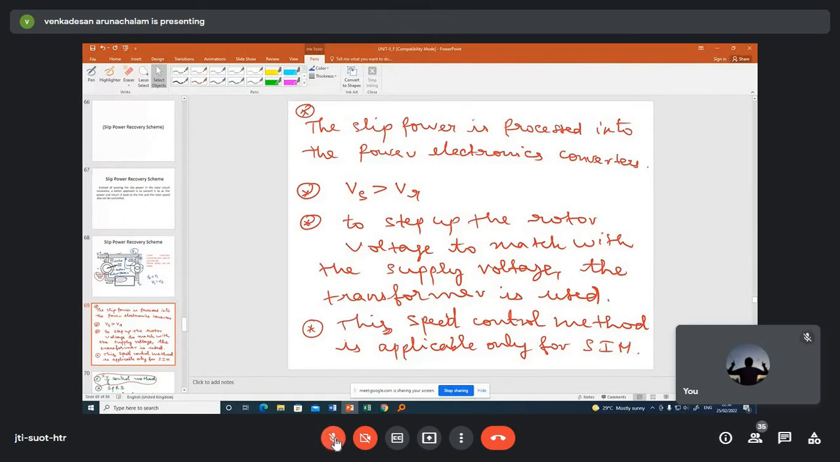Only a conceptual understanding is sufficient at this level, because you do not know power electronics yet. When you study power electronics, you can understand how the power is taken, how it is processed, how the power is fed back to the transmission line, and how the speed is controlled. Everything you can understand after studying power electronics. So at this level, the concept is sufficient. The power electronics converter is used to process all these actions.